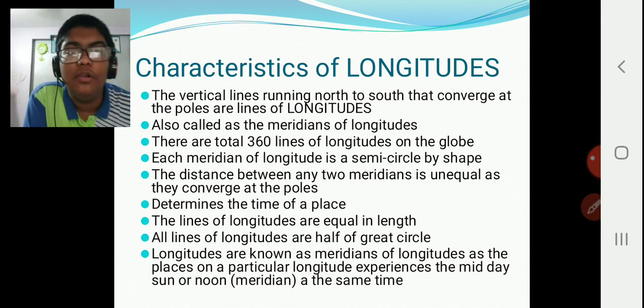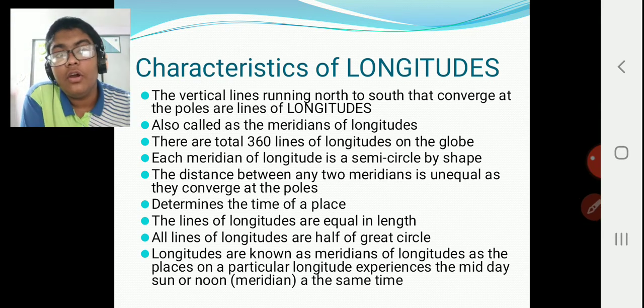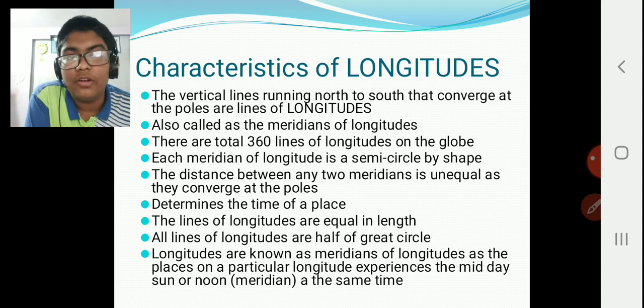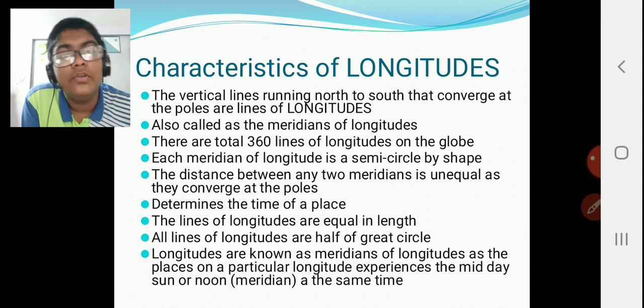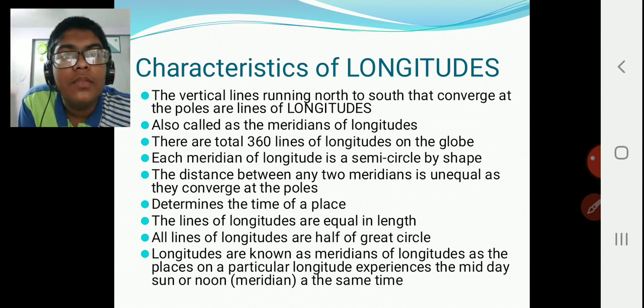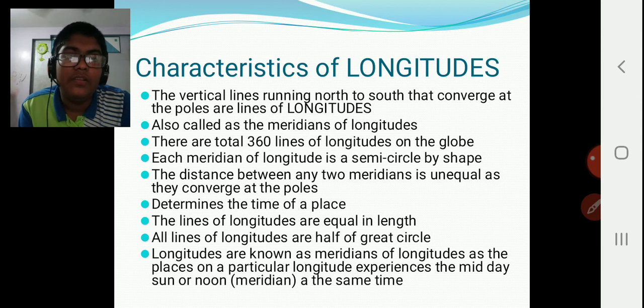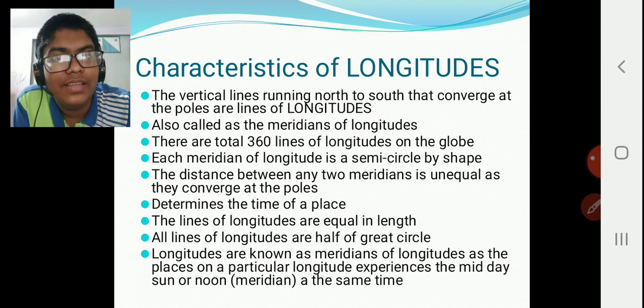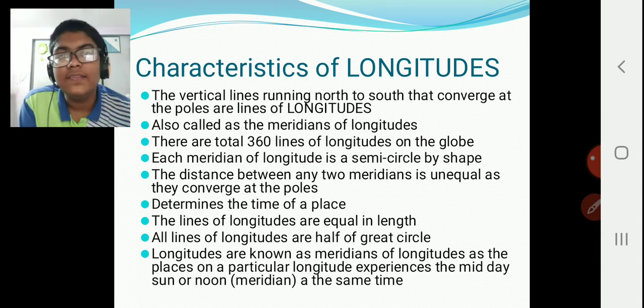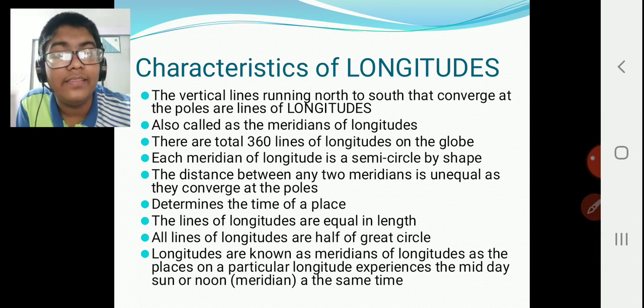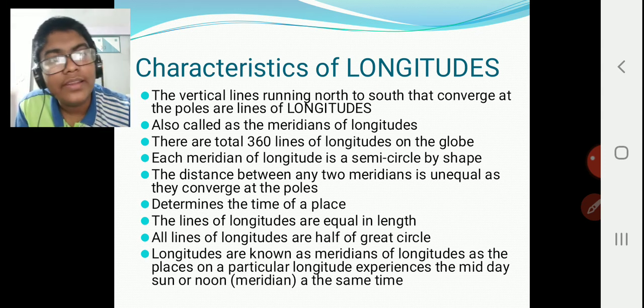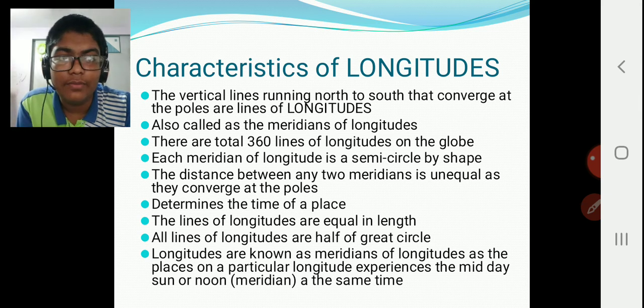Characteristics of longitudes. The vertical lines running north to south that converge at the poles are called the lines of longitude. These converge at the poles as they are like this. There are a total of 360 lines of longitude on the globe. Why are there 360 lines of longitude? Now this is a complete circle, and when there is a complete circle, there is an angle of 360 degrees. So if all 360 degrees are taken as one longitude each, there are going to be 360 longitudes on the globe.